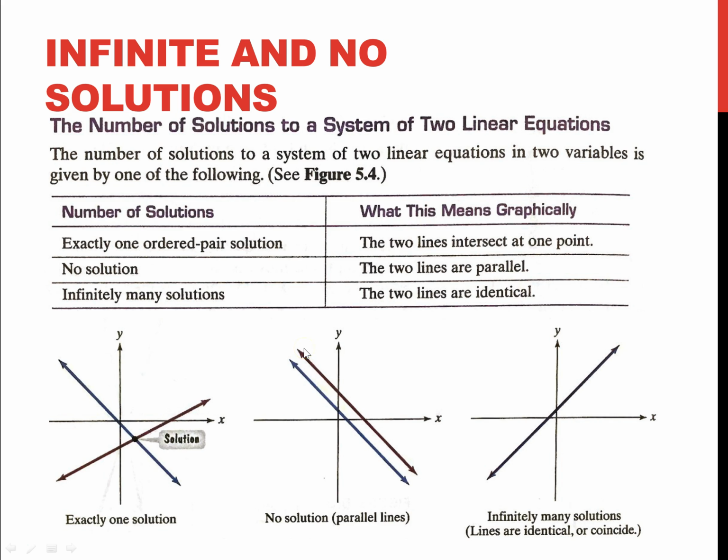Now, if the lines are parallel, you know about straight lines. If they're parallel, they never touch anywhere. So that means if the solution to a system of equations is where the lines intersect, if the lines never touch, there is no solution. Parallel lines, no solution. Which brings us to the third and most interesting case, which is infinite solutions.